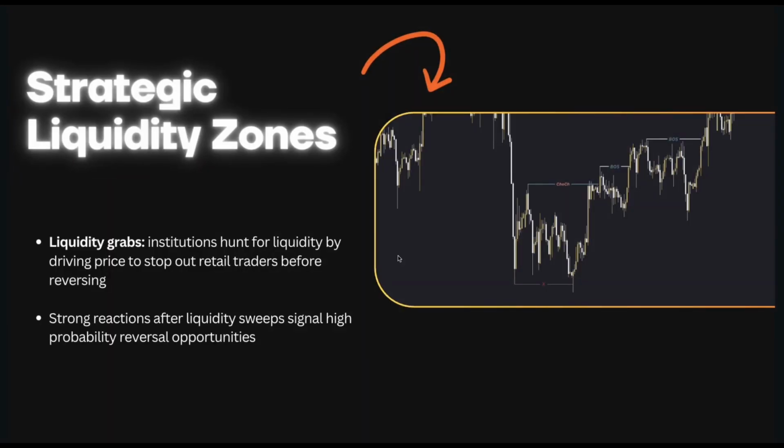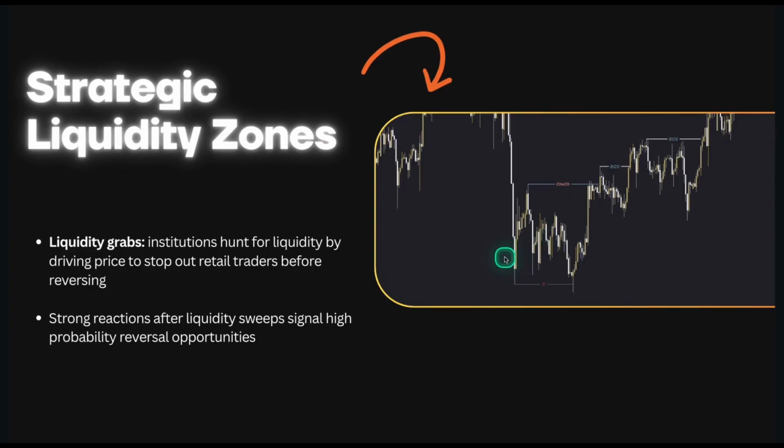All right, so next we have strategic liquidity zones. So liquidity zones are where retail traders get trapped and institutions know it. You'll often see price sweep stops above highs or below lows and then sharply reverse. That's a liquidity grab. When you catch the reversal after the sweep, you're trading with smart money instead of against it. Now, there are some strong reactions after liquidity sweeps, signaling high probability reversal opportunities.